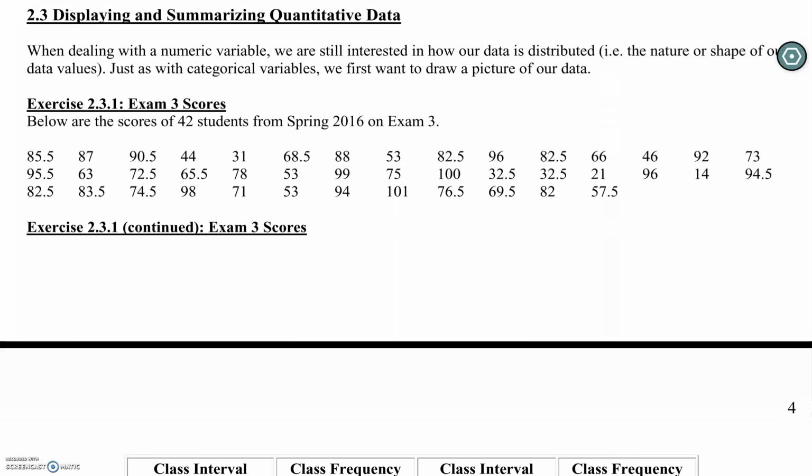2.3 is basically a recap of what we covered on Thursday and what the activity on Tuesday was supposed to lead us to. How in the heck do we display quantitative data? So I've given us an example here. We have scores from exam 3 for one of my old stats classes a year ago, spring. And we can see, okay, this doesn't tell us a lot.